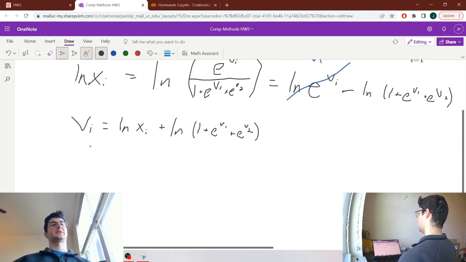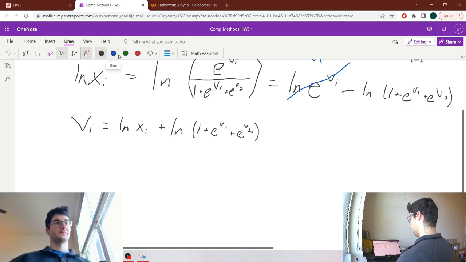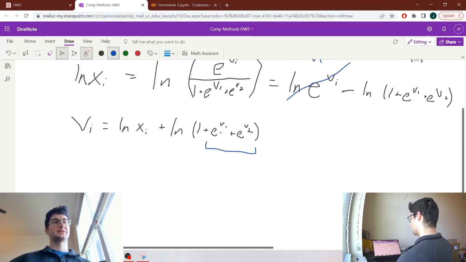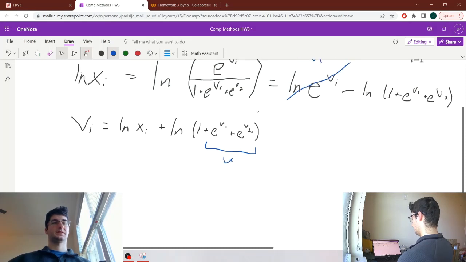Okay, so now that we're here, what we want to do is take these terms here, make it blue. We want to take these two terms here and substitute them in terms of x1 and x2. So how are we going to do that? Well, let's give these a variable, let's call it u. Now these two together, well, we'll use that in a second.